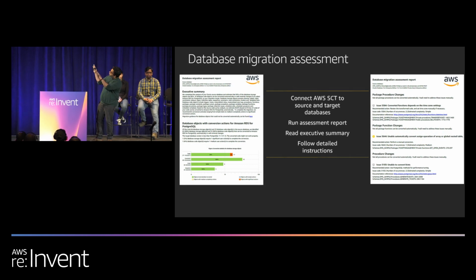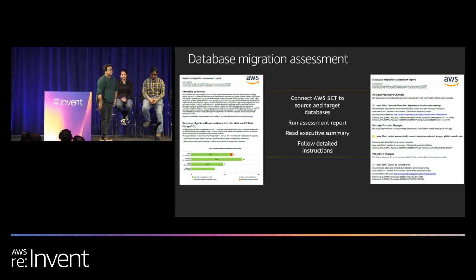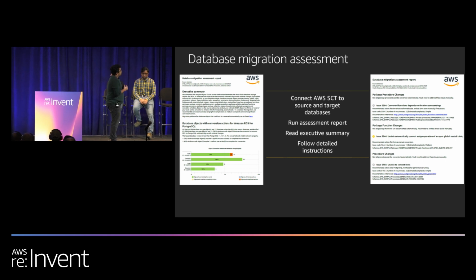So here's how the assessment looks. All you need to do is install SCT on your laptop or an EC2 instance. We support multiple platforms. You connect to the source and target databases, and you run an assessment report, right? And the assessment report is clearly going to tell you what it takes to migrate, how much of the database is automatically convertible, and what needs manual conversion in terms of the action items you see on the right there.